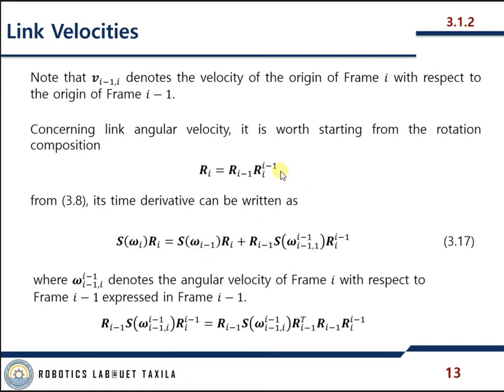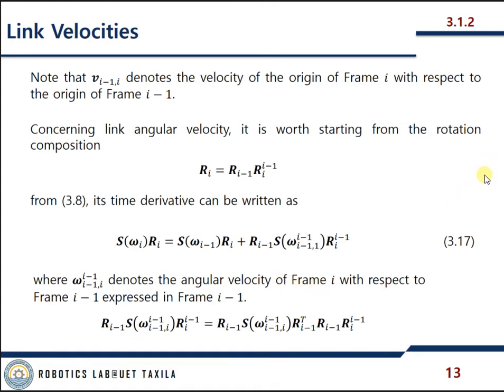So next, let's put this R_{i-1} over here, and take R_{i-1} subscript R_i dot, and it is going to be equal to this one, where omega_{i-1,i} subscript i-1 denotes the angular velocity of frame i.